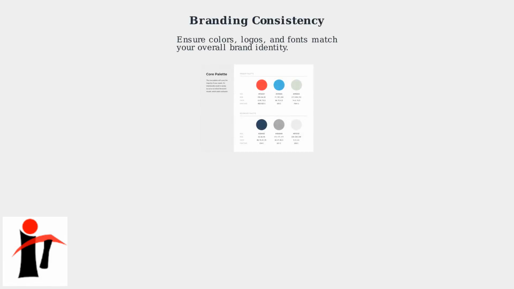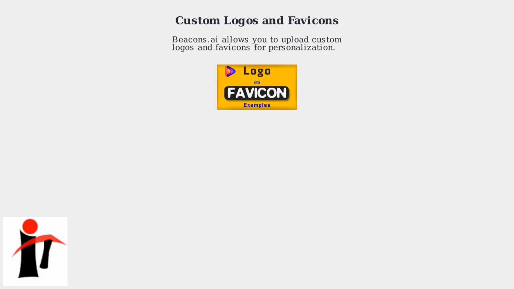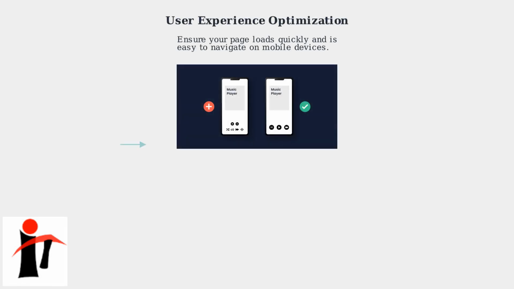Beyond simply applying a theme, you can customize it to match your brand and optimize for user experience. Make sure your chosen colors, logos, and fonts are consistent with your overall brand identity. Beacons.ai allows you to upload custom logos and favicons. Consider user experience by ensuring your page loads quickly and is easy to navigate on mobile devices.